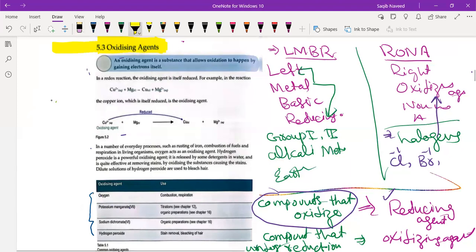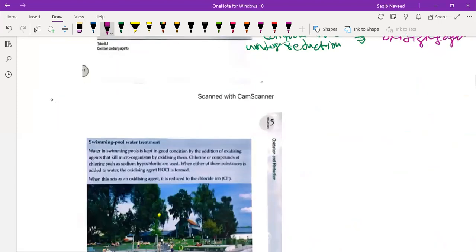Here is the list. We have oxygen, which we use in the combustion and respiration process. For potassium permanganate, you just need to have a look for memorization. In the titration process, potassium permanganate, the formula is KMnO4. So we are definitely going to study it in the titration process. Sodium dichromate, hydrogen peroxide. All these are famous oxidizing agents which we use in the laboratory.